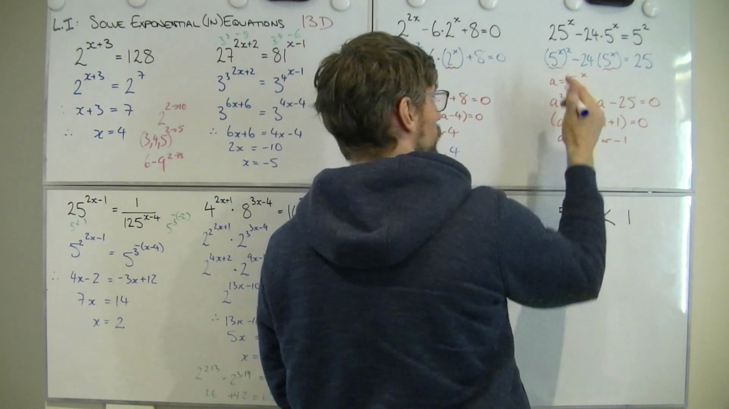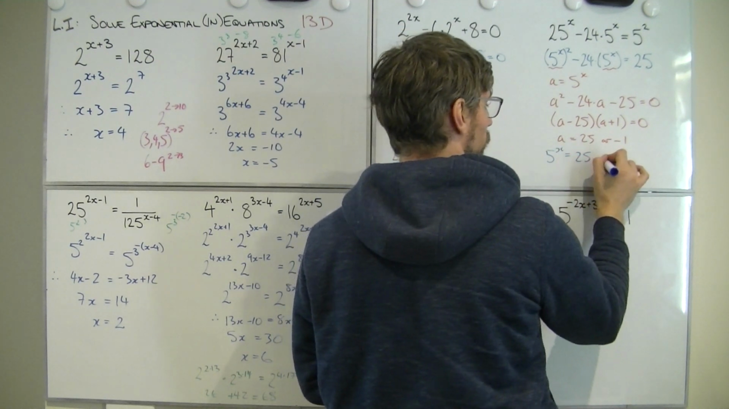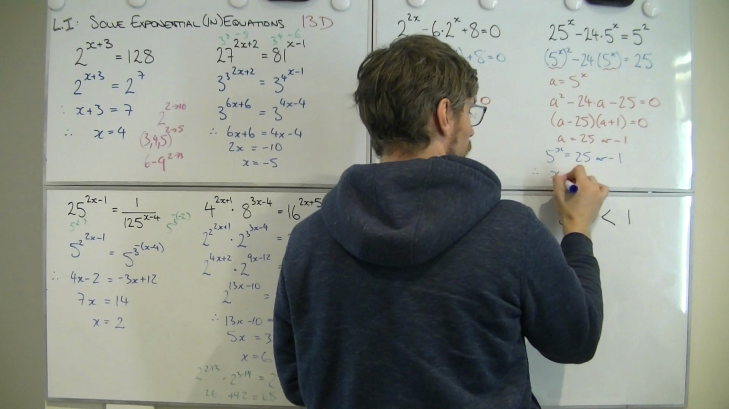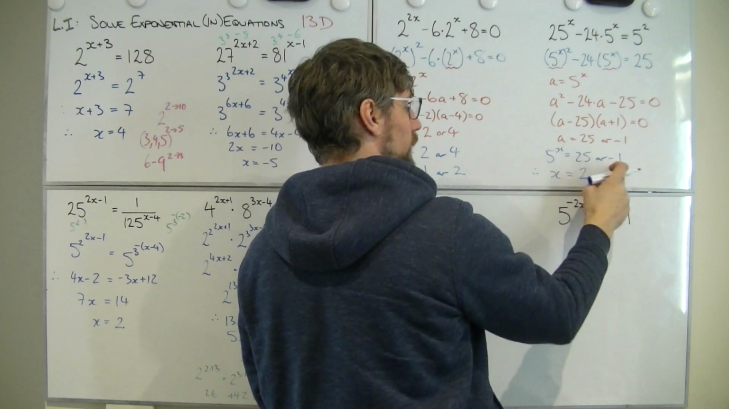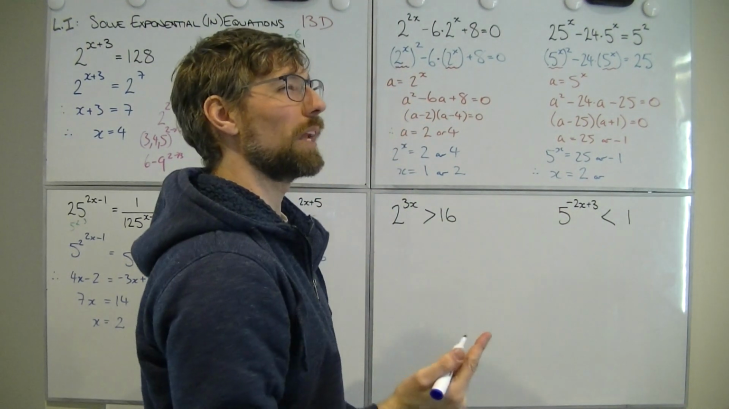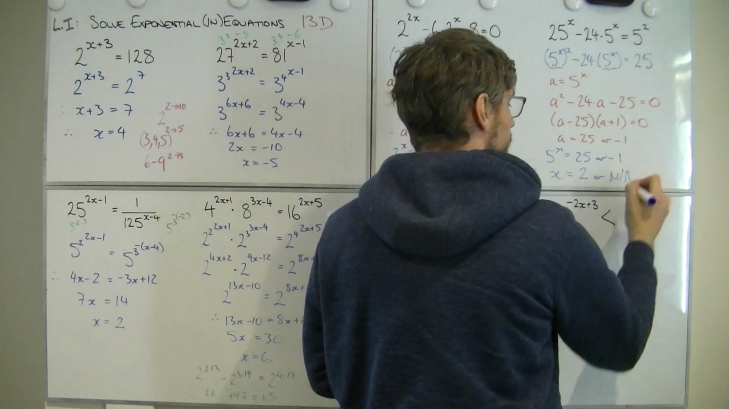Back into the blue world. So, what was it? 5 to the x either equals 25 or negative 1. Therefore, x is, well, that's 2. Now, or, hang on, 5 to the x equals negative 1. 5 to the power of something equals a negative? Well, that's not possible. So, no good.